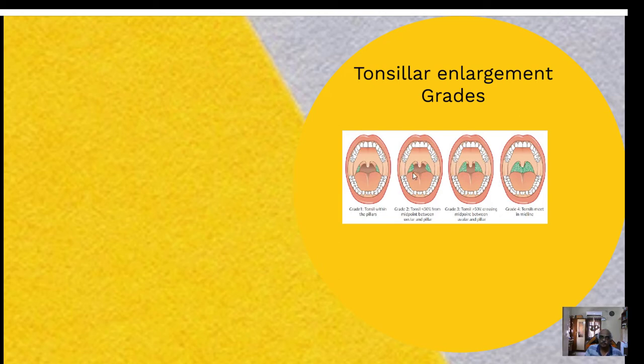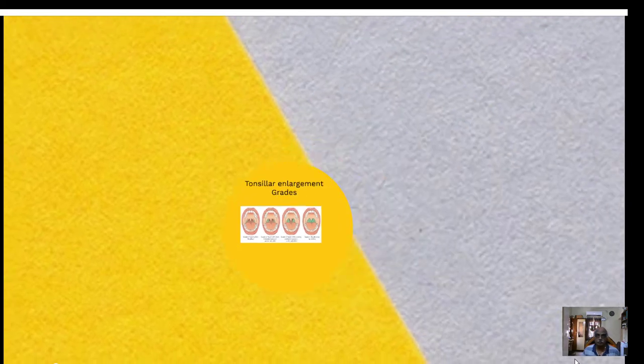Here, this is within the 50%. Like grade 2, it lies within the 50% distance. Here, it crosses the 50% distance between the base of the uvula and the anterior pillar. And in grade 4, both tonsils come into contact in the midline, known as kissing tonsils.